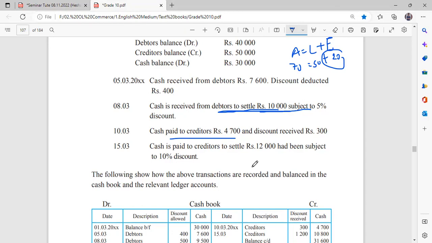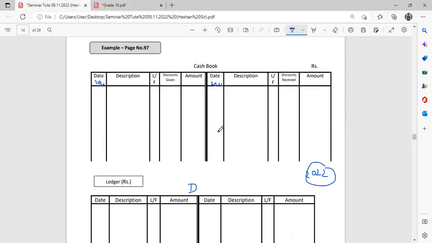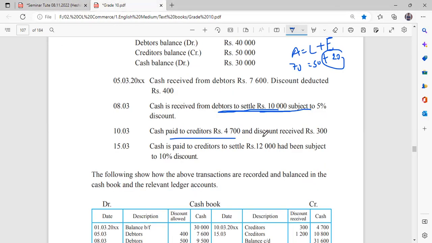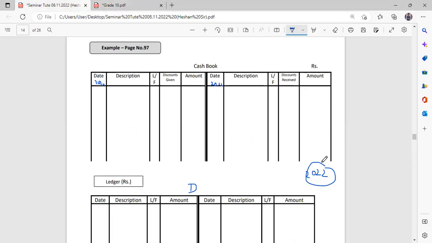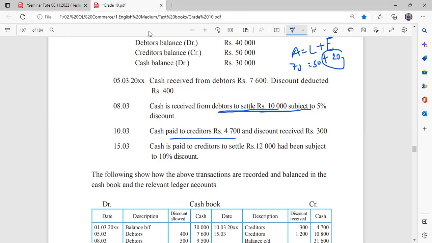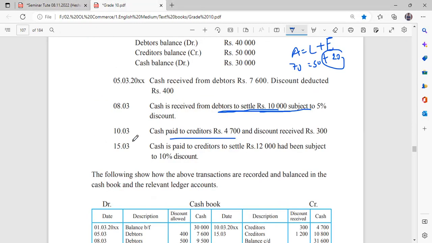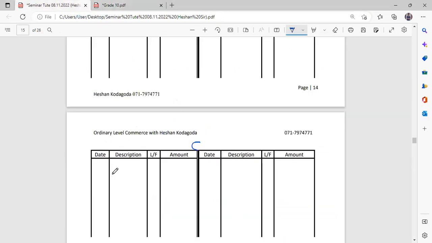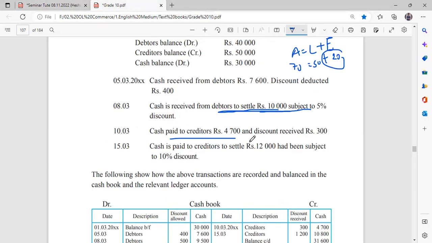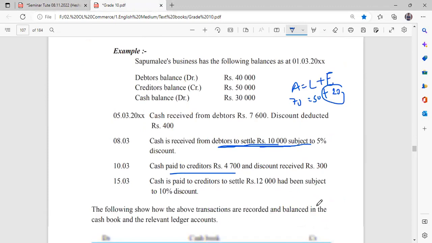Okay, so what you need to do in the cash book is record it in the credit side. So on the credit side, you need to write the date March 10th, amount 4,700 in the amount column, discount received column 300, and you need to record it in the creditors account, right? So write the date March 10th. In the description column, you need to write cash book, amount 4,700, right? So we record the discount later.